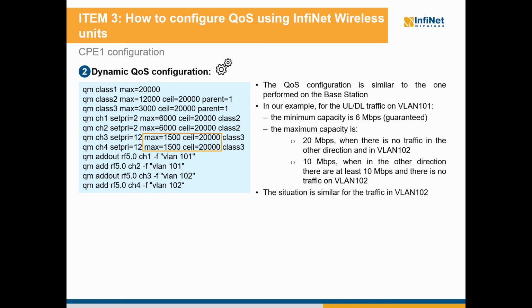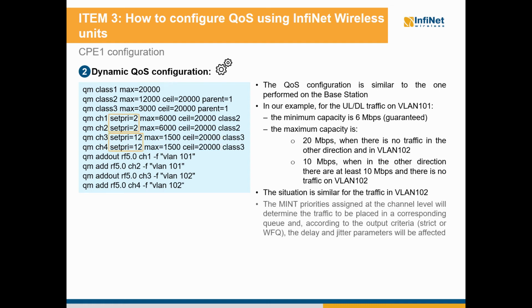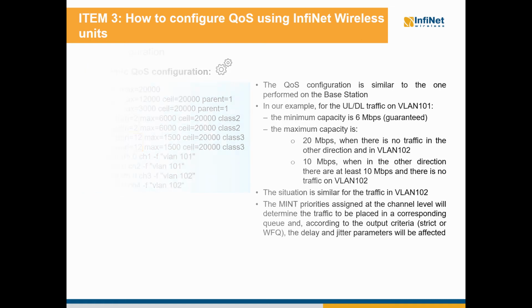The situation is similar for the traffic in VLAN 102. The min priorities assigned at the channel level will determine the traffic to be placed in a corresponding queue, and according to the output criteria, the delay and jitter parameters will be affected.